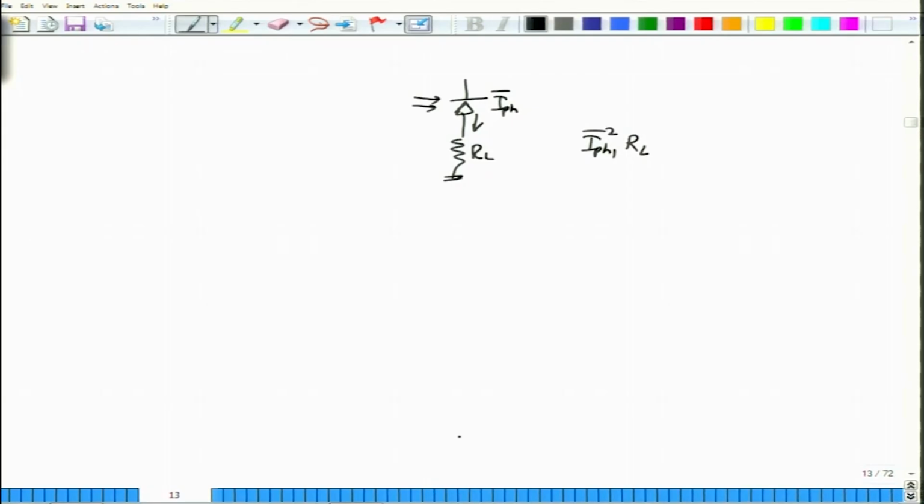Now, this is simple I squared R kind of an equation, where the noise power that is generated, your actual signal will be delta I_ph as well. So the noise that is generated will be delta I_ph1 squared R_L. I_ph1 bar squared is anyway the same thing, so this is bar squared R_L divided by, of course, R_L cancels out, so we do not have to carry this R_L around. But what is the variance of the shot noise? The variance of the shot noise is 2q I_ph1 on an average times B_E.